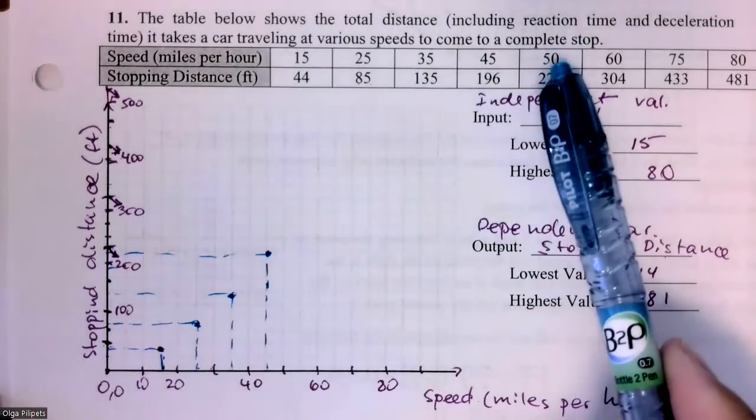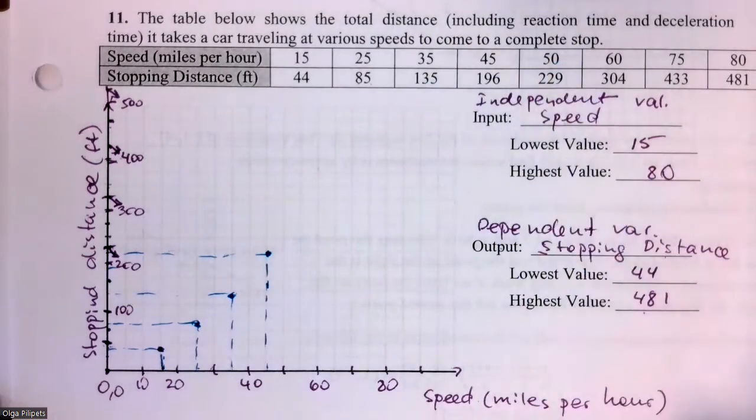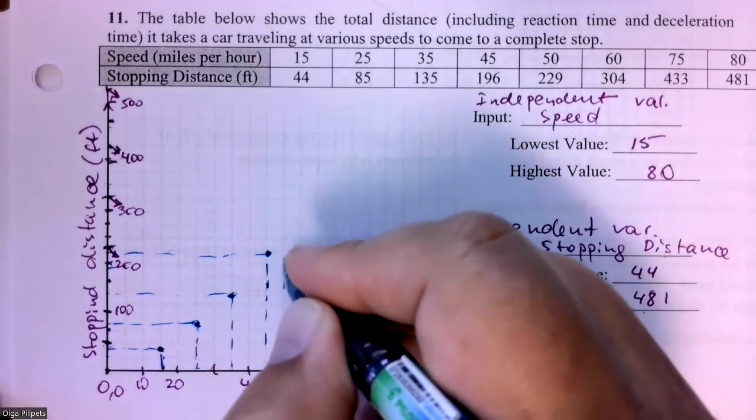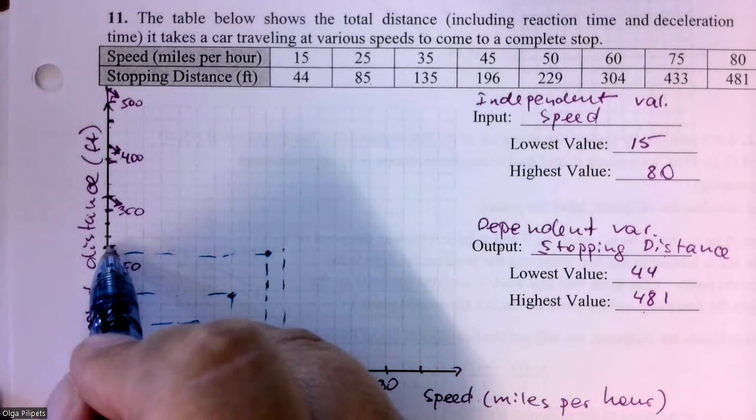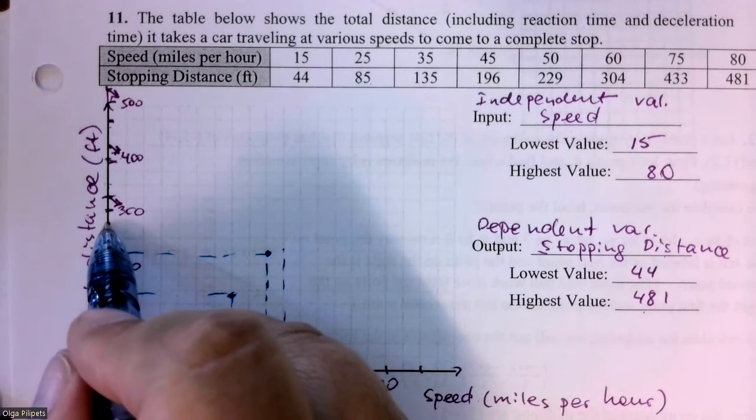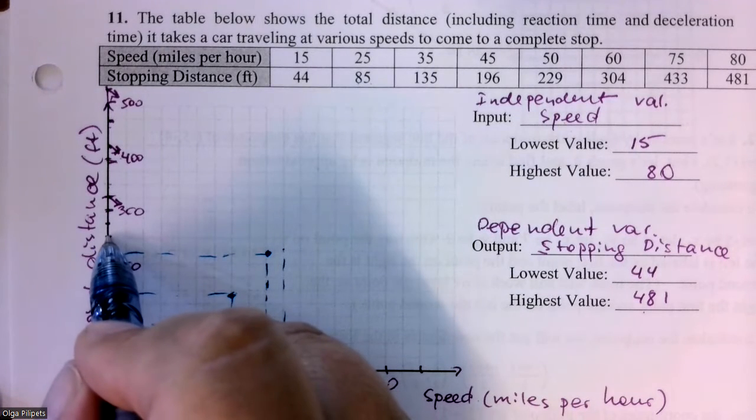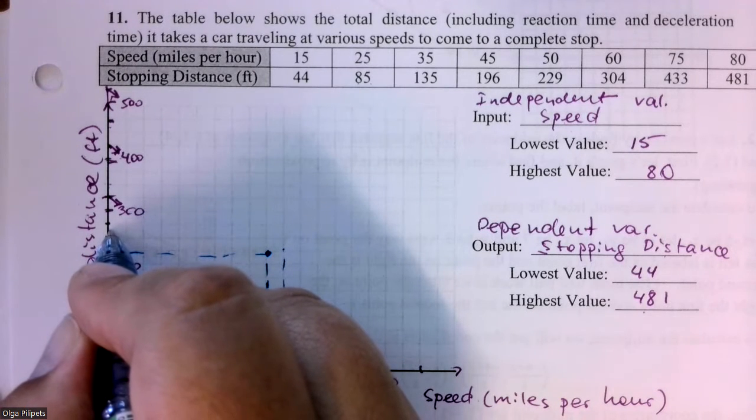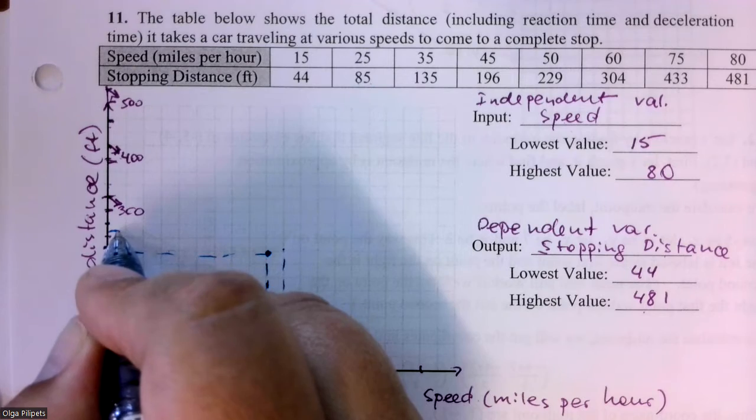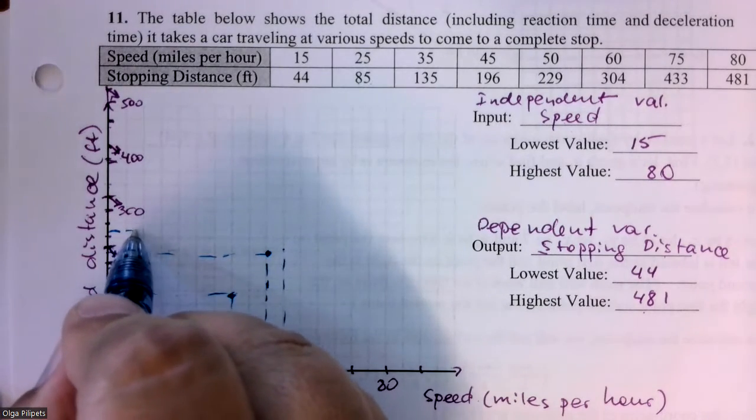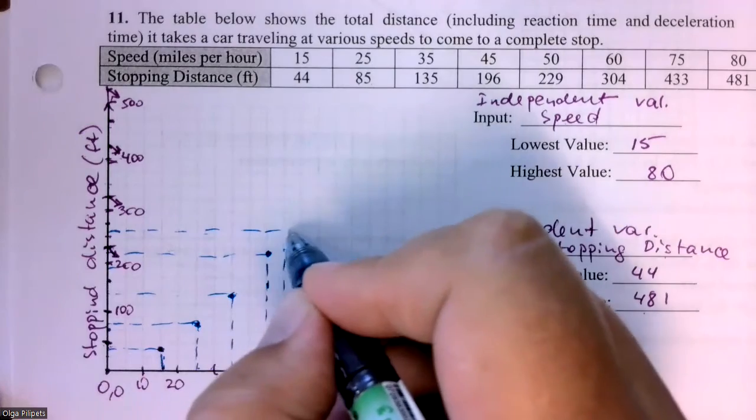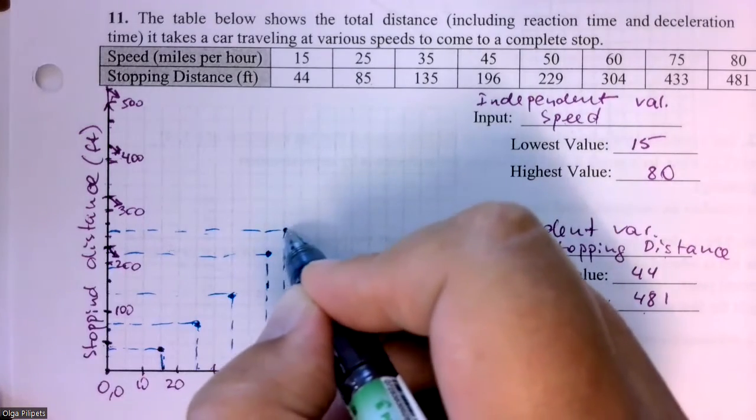Okay, so 55 to 229. So this is 250, this is 225. So 229 is going to be somewhere here, above 225. Okay.